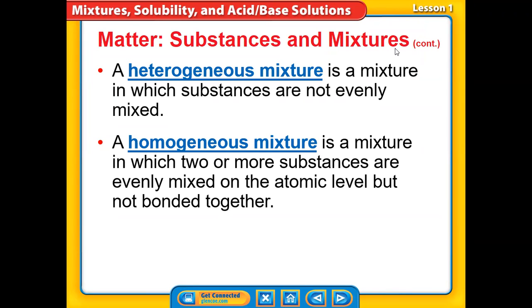Then we said, what is a mixture? Who can tell me what a mixture is? Yes, Reem? Substances that are blended but not bonded together. Yes, blended but not bonded. That means they are physically combined. Yes. So we say that mixture.